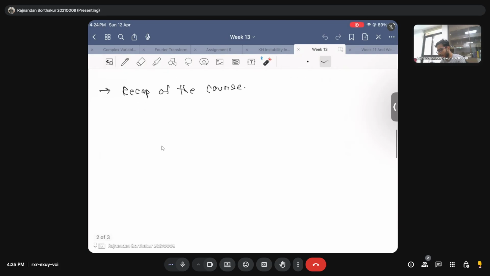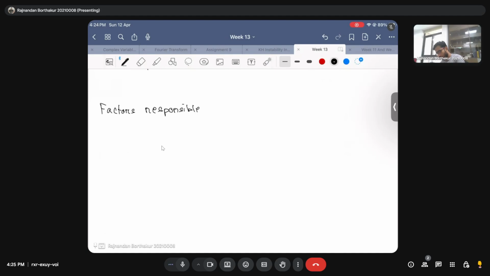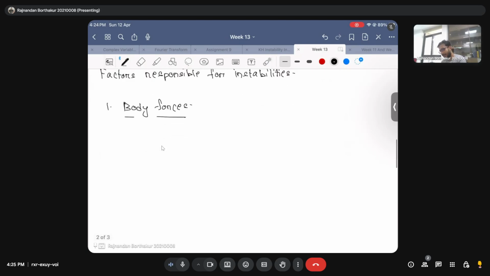So maybe I'll write: factors responsible for instabilities. One of the factors widely regarded as a cause of instabilities in fluid systems is body forces. And by body forces, the first force that I think comes to your mind is gravity.